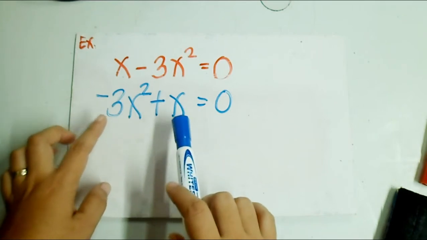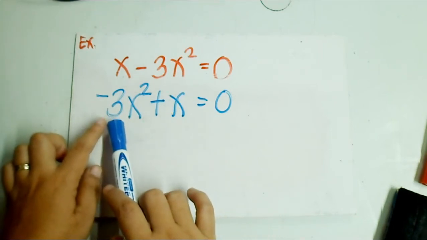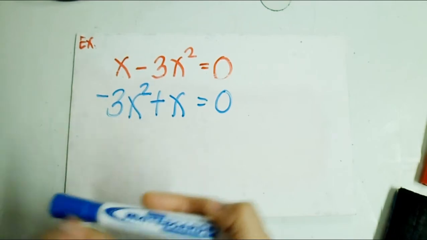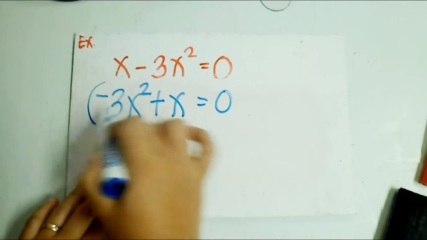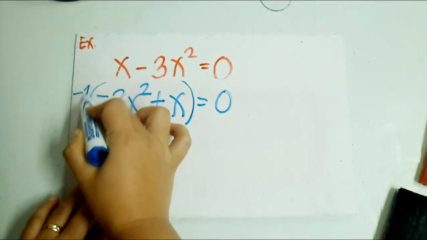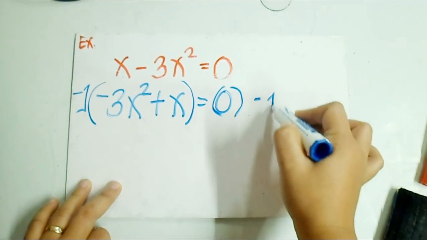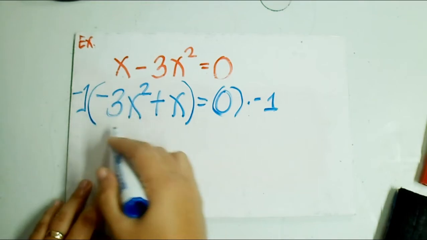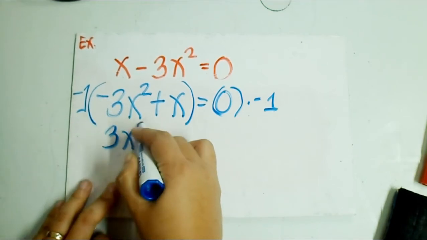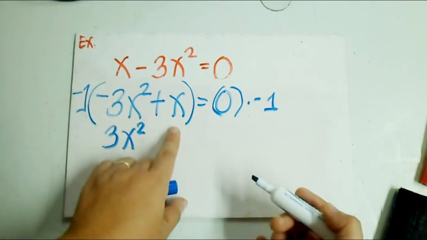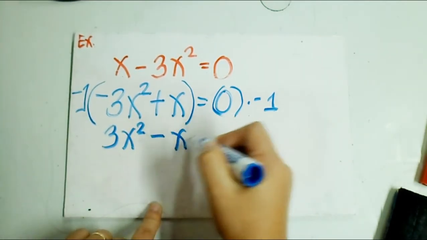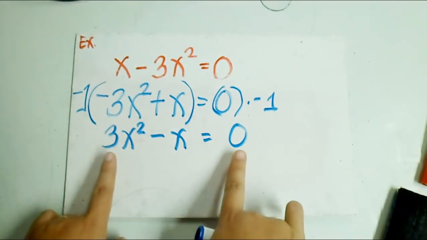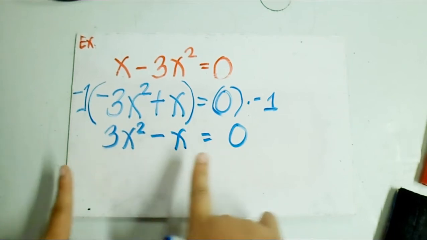Now, I always encourage my students to make the quadratic term into a positive sign. So for us to do this, we have to multiply both sides of our equation by negative 1. So multiplying it, we have negative 1 times negative 3x squared. We got positive 3x squared. And negative 1 times positive x, that is negative x, equals 0 times negative 1, that is 0. This is already arranged in the standard form.